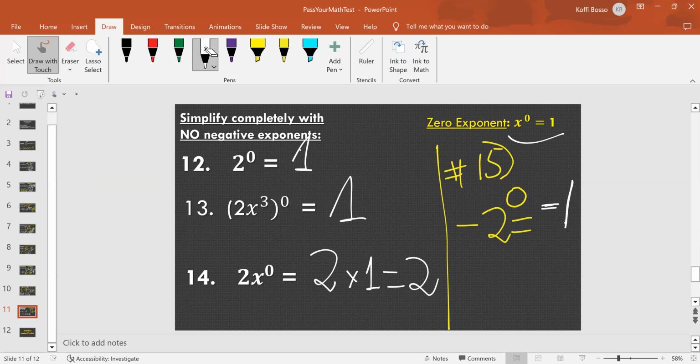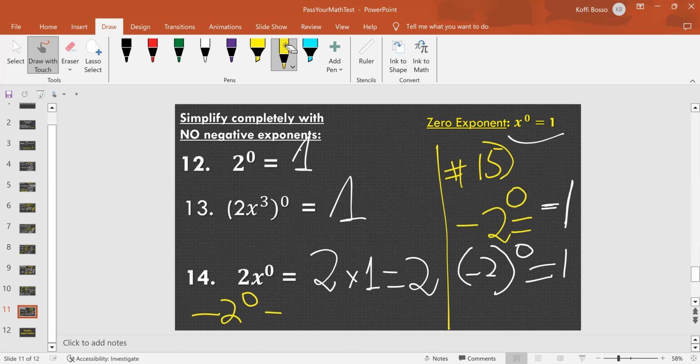It's not for the negative. So if I have a negative 2 in parentheses raised to 0 power, in that case, I will say 1. But the negative 2 like this raised to 0 power is like you have a negative 1 multiplied by 2 raised to 0 power, and the 2 raised to 0 power is 1. So this is the same as negative 1 multiplied by 1, giving you negative 1.